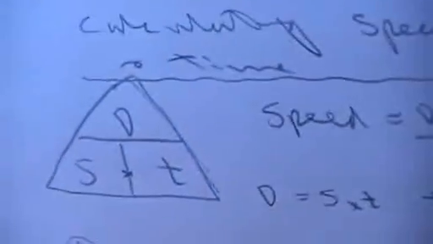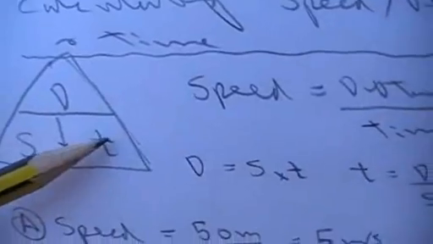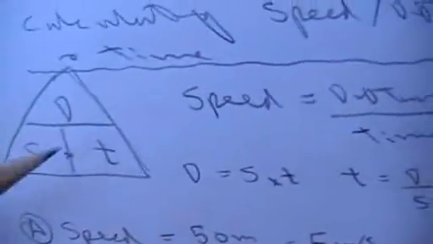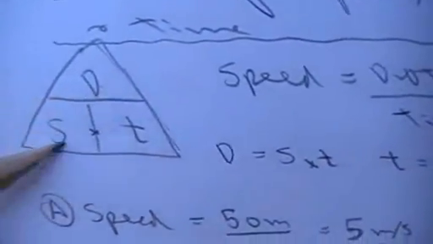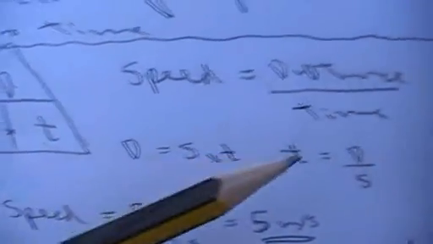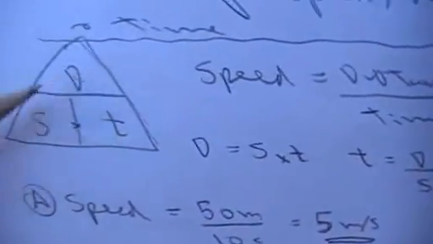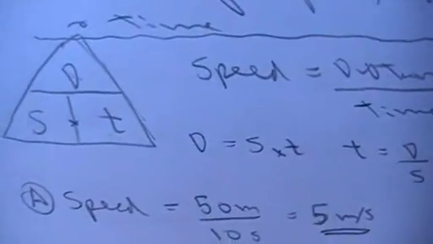Okay? So how do we calculate stuff? Well, what we do is we use our speed, distance, time triangle. Speed is distance divided by time. Now you can use this because you know distance is then speed times time, and time is distance divided by speed. So it's a very handy triangle.